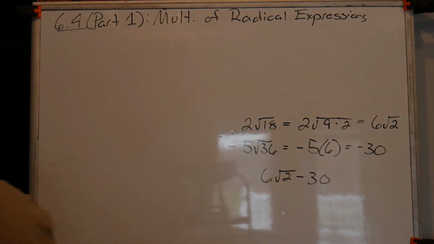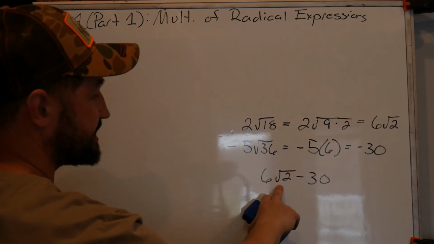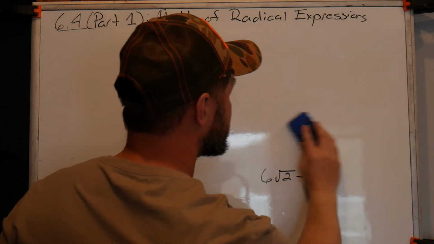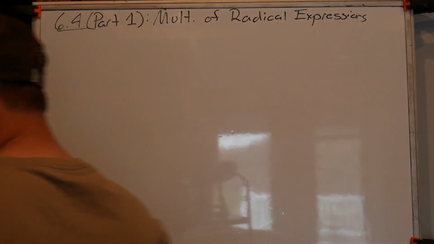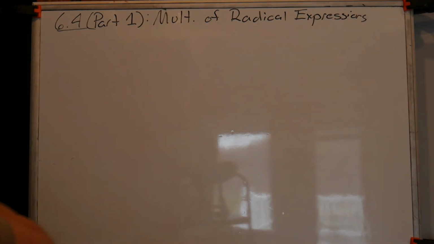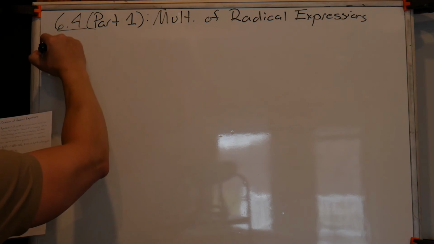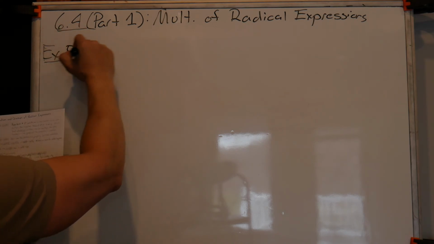So again, that's like having 6x minus 30. You would just leave it, 6x minus 30. You could distribute a 6 out, or factor a 6 out, but there's no point. Let's jump to example 5.